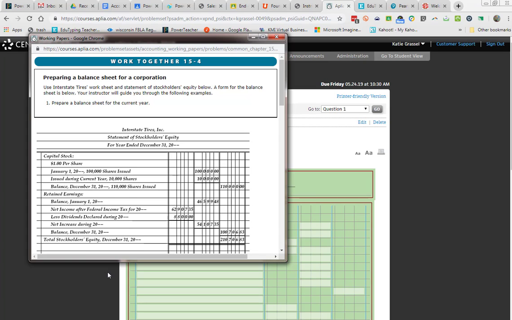Now I need you to think back to like day 3 of accounting. Assets plus liabilities equals owner's equity. No, that's wrong. Assets equals liabilities plus owner's equity. Right words, wrong order. The equal sign is in the wrong spot. What I need you to remember is our accounting equation of A equals L plus OE.